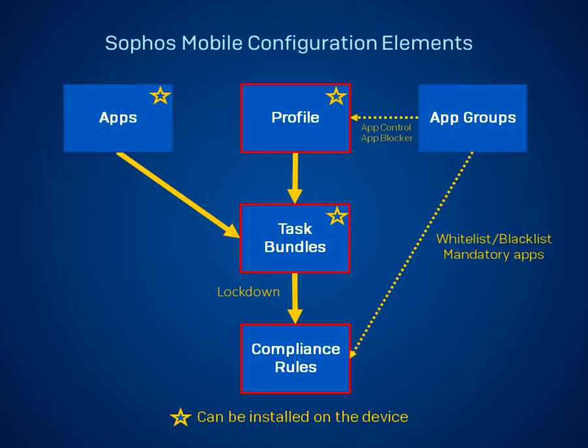Now let's take a look at how the basic configuration of Sophos Mobile works and how devices get policies. On the screen here, we're looking at the core elements and relationship for our configuration. We have profiles, which contain device settings. These profiles can be combined into task bundles along with apps. So profiles and apps can make up task bundles.